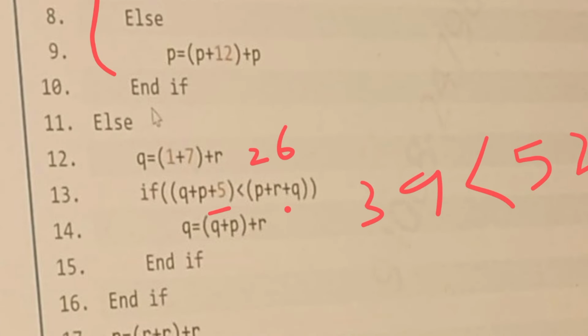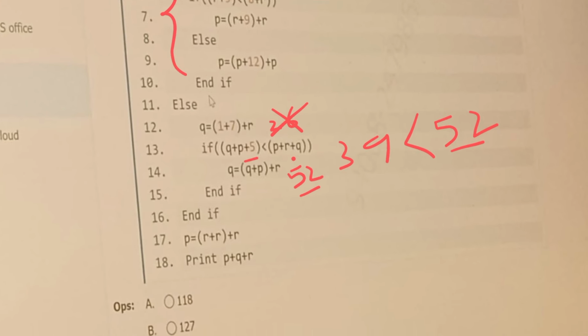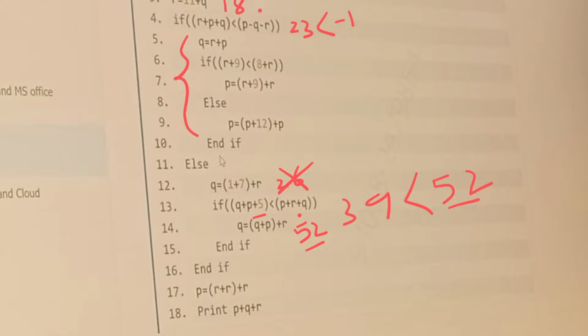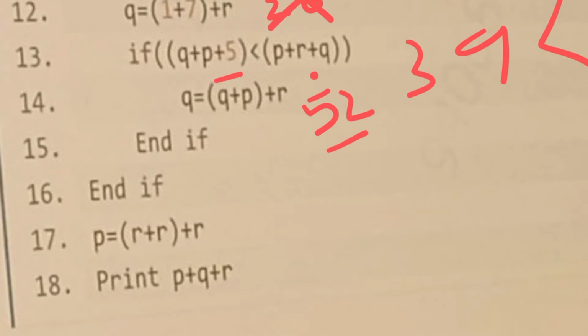So Q is equal to P plus Q plus R. P plus Q plus R, as we got, is 52. So the new value of Q becomes 52. Ignore this. Now we are going towards after the if block. The value of P becomes R plus R plus R. The value of R was 18. So this becomes 18 multiplied by 3, which is 54.